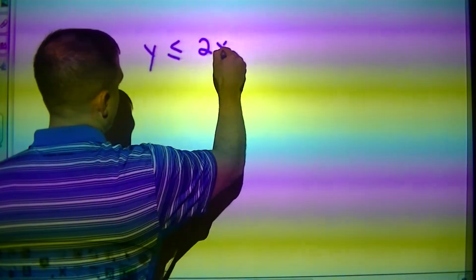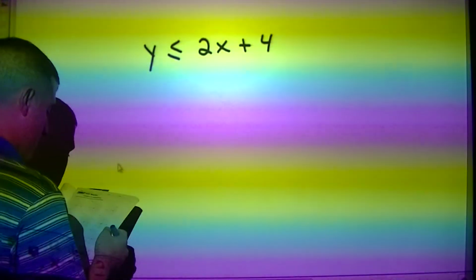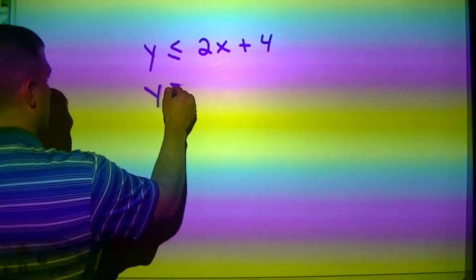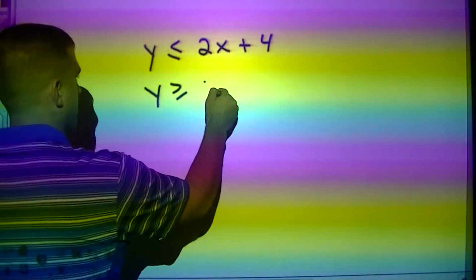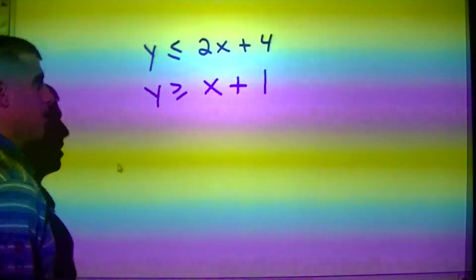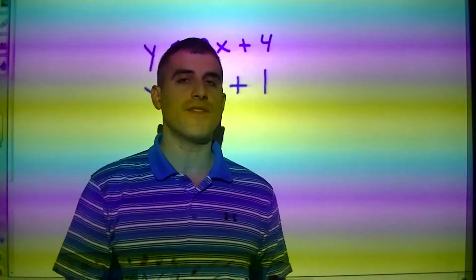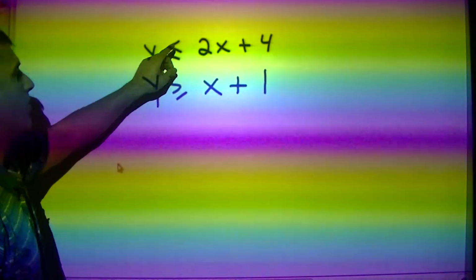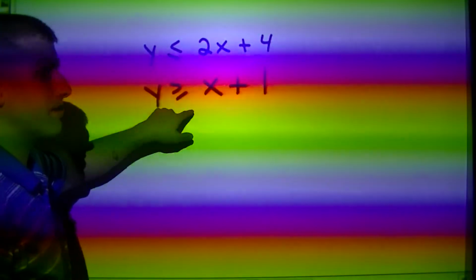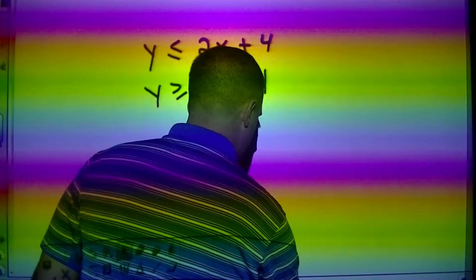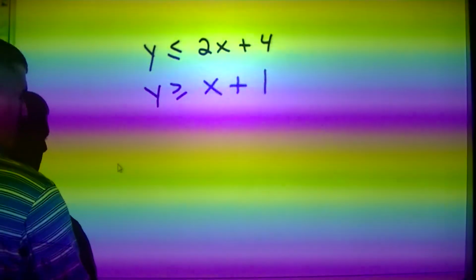All right, let's say I have y is less than or equal to 2x plus 4. Let's say the other one is y is greater than or equal to x plus 1. What you want to do first here is, you notice this is very similar to if these were equal signs, a system.